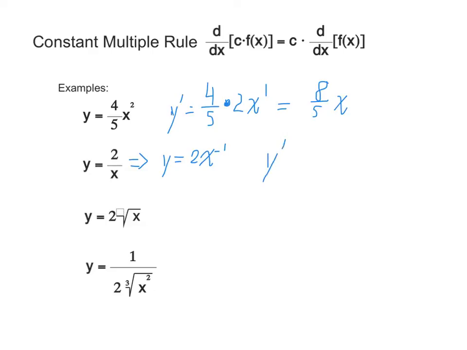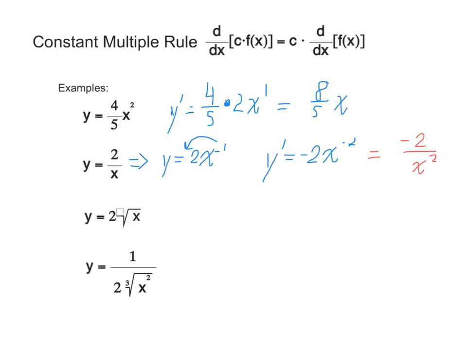Y prime will happen whenever the negative 1 goes down in front of the 2. So it's going to drop down here, multiply with the 2 to get negative 2. The new exponent will be negative 1 minus 1, or negative 2. Remember, there's a negative there, so that should throw up a red flag to you. I'm going to rewrite this with a negative 2 on top and x squared on the bottom.